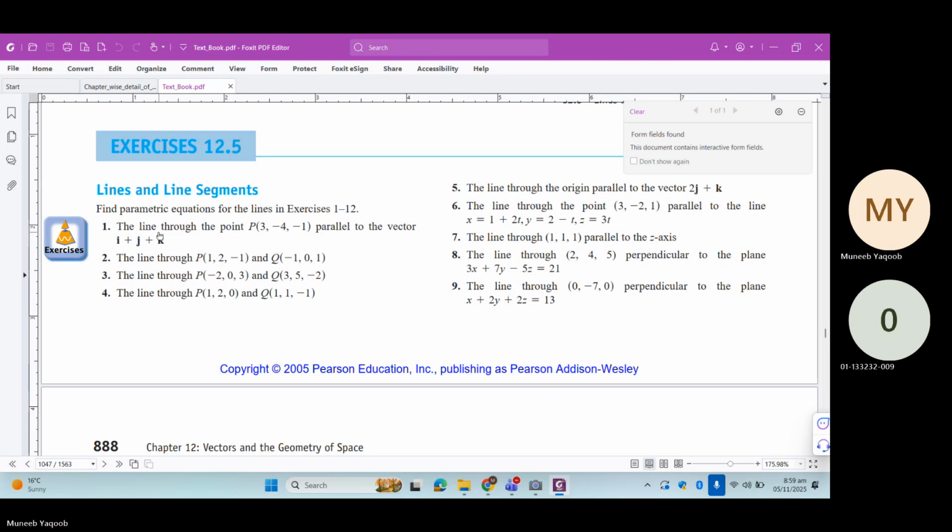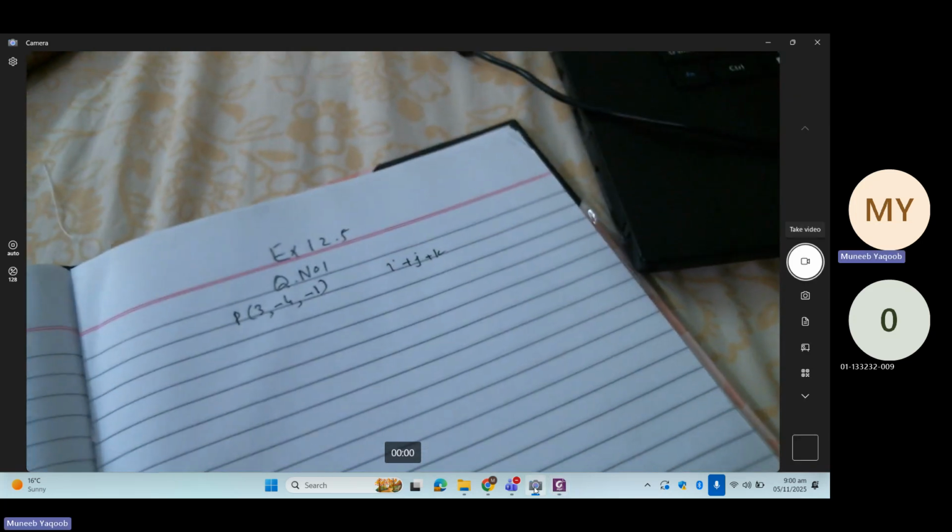Exercise 12.5. Question number 1. The point given is P, whose coordinates are 3, -4, and -1. And this line is parallel to a vector i plus j plus k. Okay. So how can we solve this equation? How can we find the parametric equations?